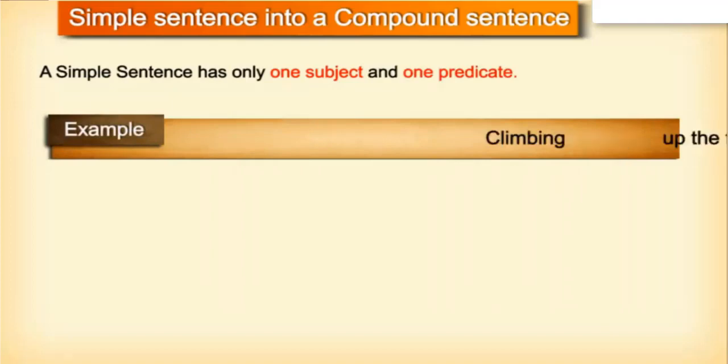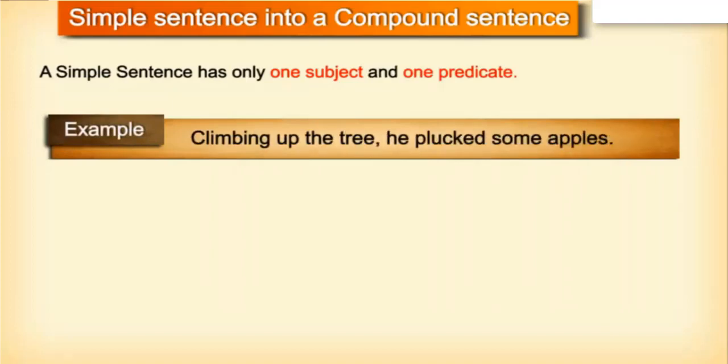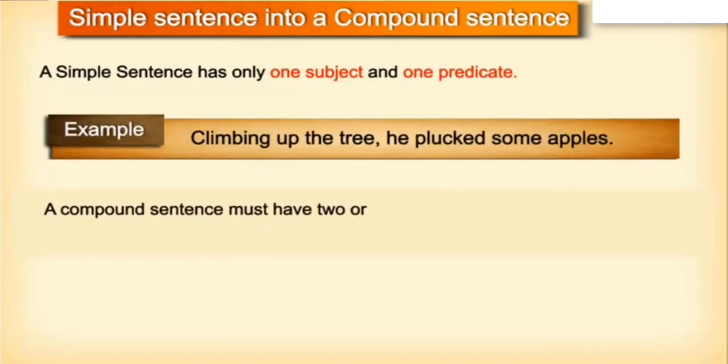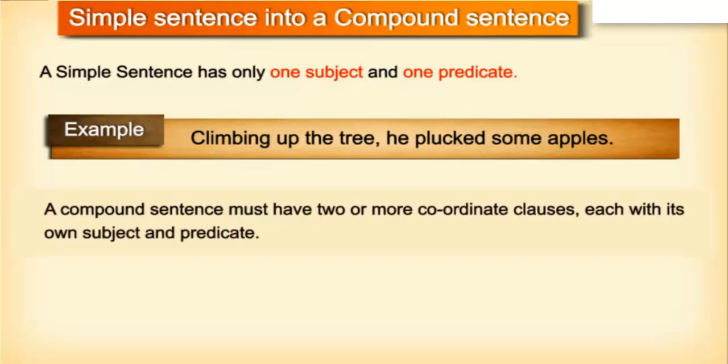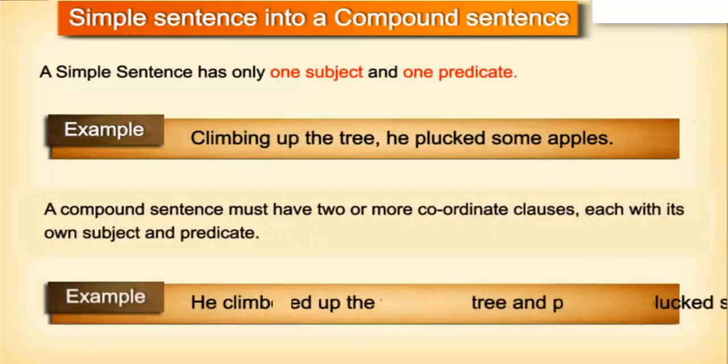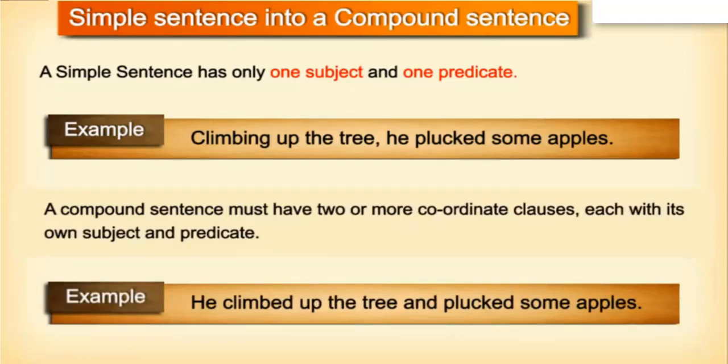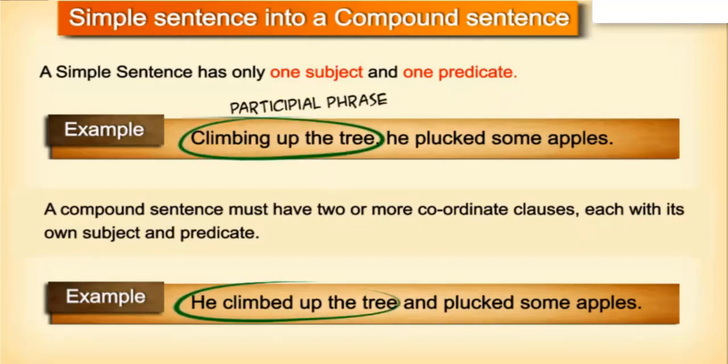For example, climbing up the tree, he plucked some apples. A compound sentence must have two or more coordinate clauses, each with its own subject and predicate. For example, he climbed up the tree and plucked some apples. If we carefully note, here we change the participial phrase climbing up the tree into the clause he climbed up the tree and connected it to the original clause with the coordinating conjunction and.